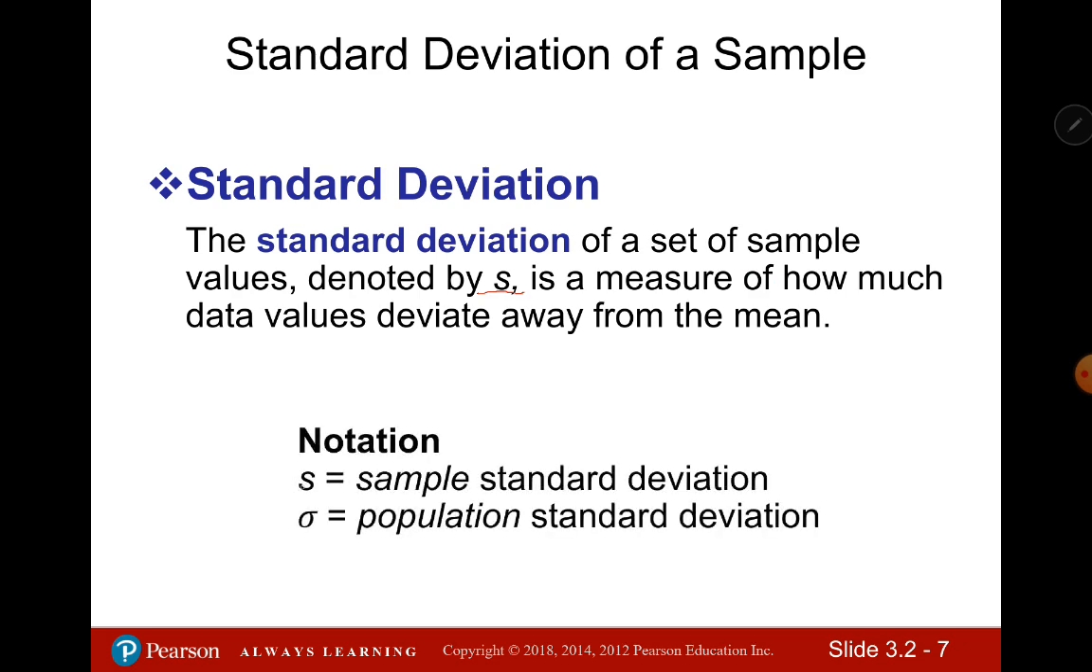Again, s only represents the sample standard deviation. If it's about the population, we will use sigma to represent the population standard deviation. Okay, s is just for sample, sigma is for population. You should know the difference, okay?